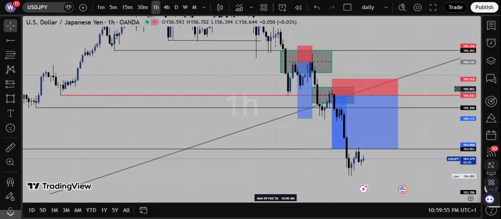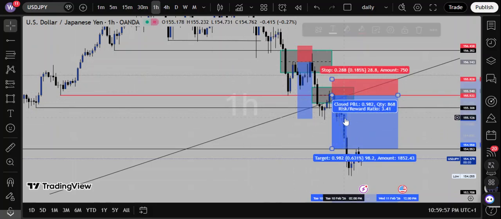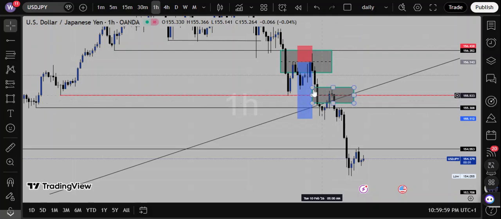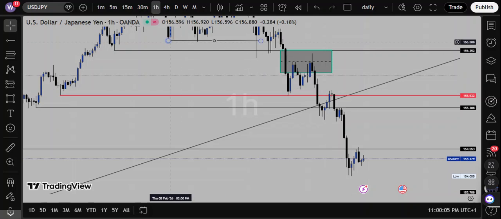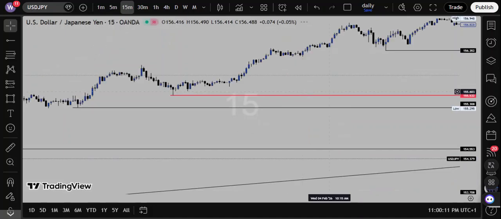But remember, we are not taking our entries on higher time frame. Don't get that wrong, right? We are not taking our entries on higher time frame. Where are we taking our entries? We are entering at either the 15-minute time frame or the 5-minute time frame. Now let's jump right into the 15-minute time frame and see price for ourselves, right?